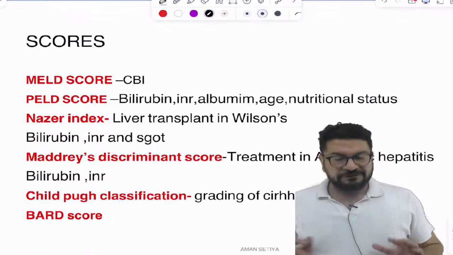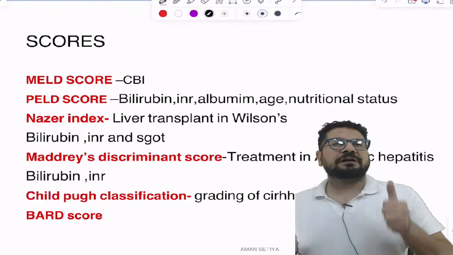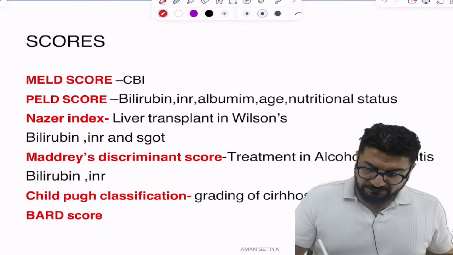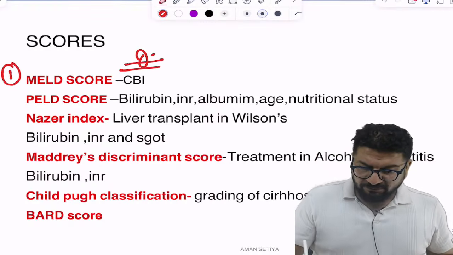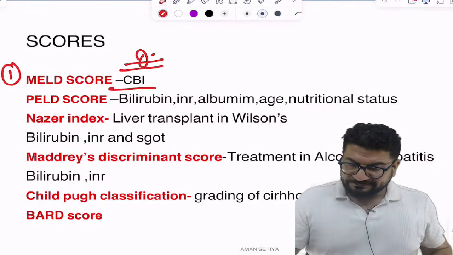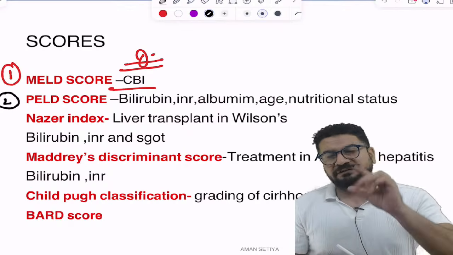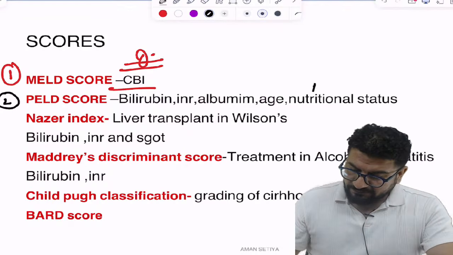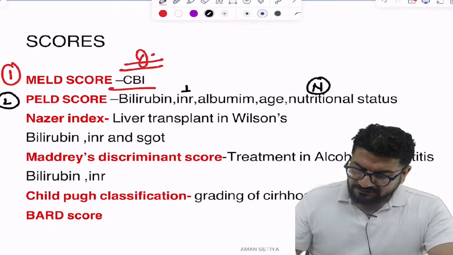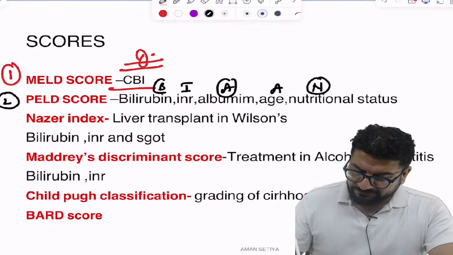Okay, so these are different scores we have. So MELD score का मतलब होता है मॉडल फॉर एंड स्टेज लिवर डिसीज. MELD स्कोर क्वेश्चन कई बार आ चुका है. कंपोनेंट आर CBI, क्रेटिनिन, बिलिरुबिन, INR. सेकंड इज पीडियाट्रिक वर्जन PELD स्कोर. बच्चों को क्या बोलते हैं? निब्बा बोलते हैं. निब्बा मीन्स न्यूट्रिशन स्टेटस, INR, एल्बुमिन, एज, bilirubin.